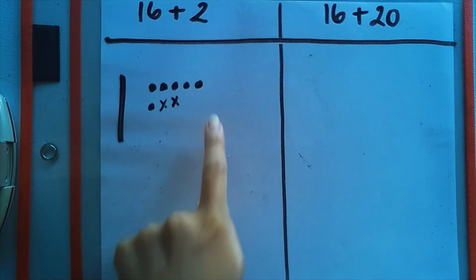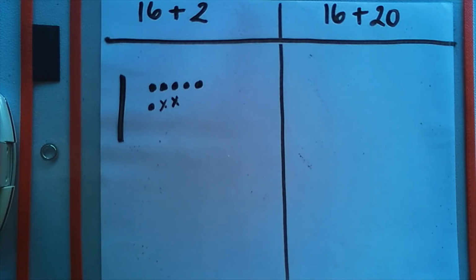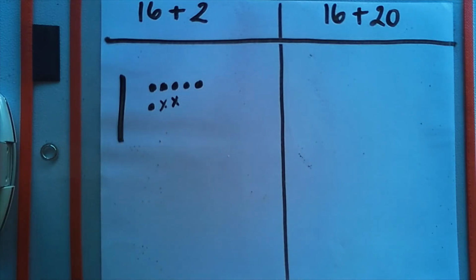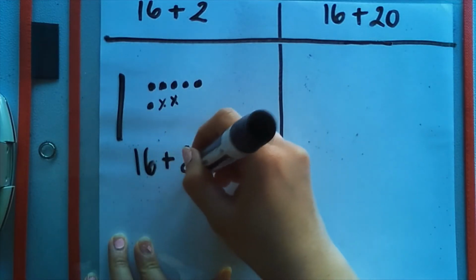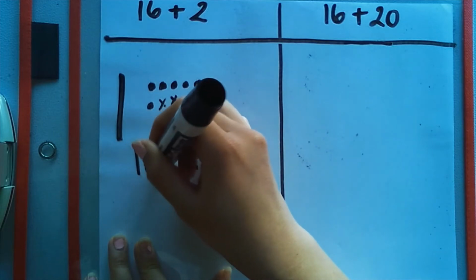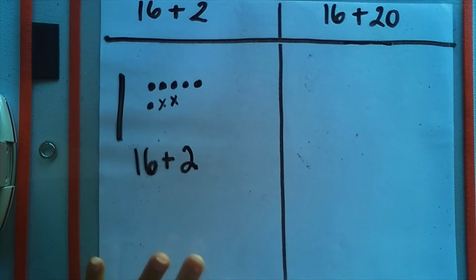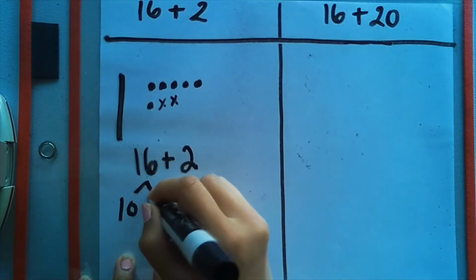6 ones and 2 ones is 8 ones. How many tens are there? 1 ten. 1 ten and 8 ones is 18. Okay, so I'm going to go ahead and copy down the number sentence again because we're going to do something slightly different here. 16 plus 2. Now, I'm going to make a number bond for the 16 and I'm going to break it up into 10 and 6.